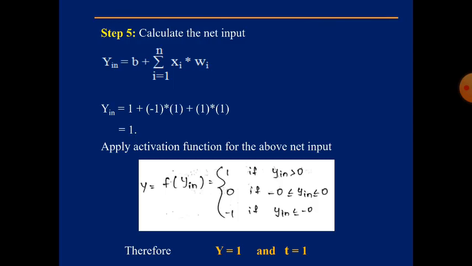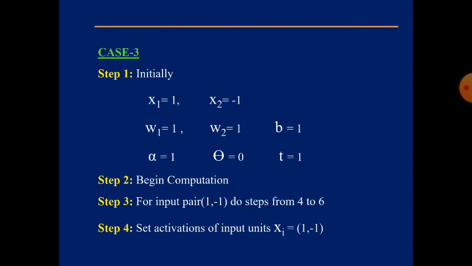The weights are the same: W1 is 1, W2 is 1. So with the same weights, we will go to case 3. Now here the inputs are x1 equal to 1, x2 is -1. W1 is 1, W2 is 1, B equal to 1. Now we will start the computation. As usual, here also the target output is 1. Why? Because we are performing the OR function. If one of the inputs is 1, the output will be 1. When will the output be -1? When both the inputs are -1, -1, then only the target output will be -1.